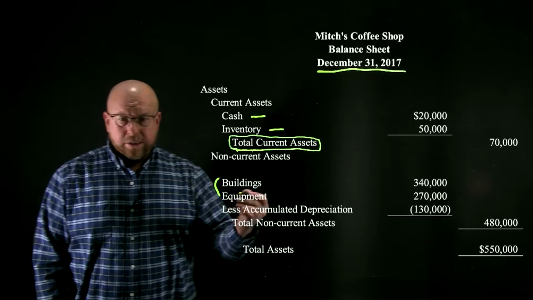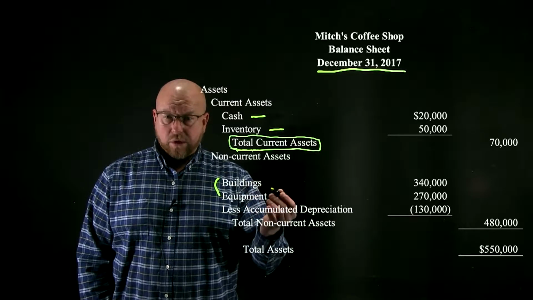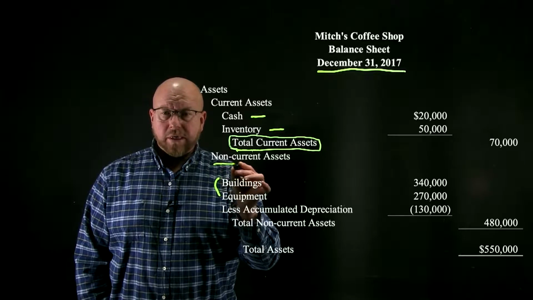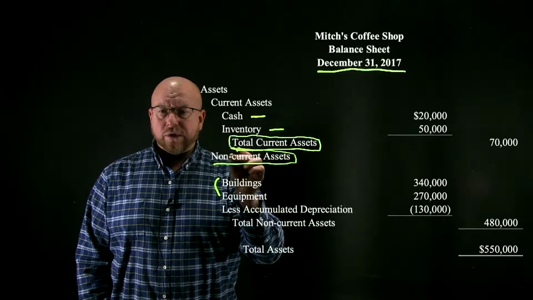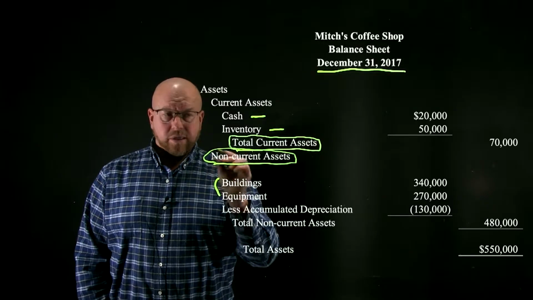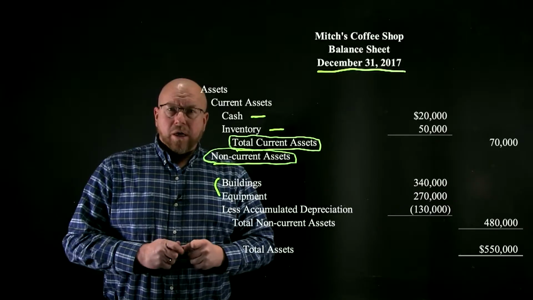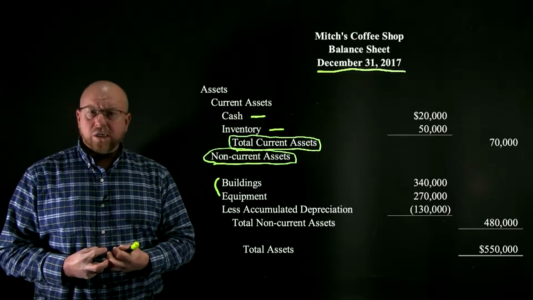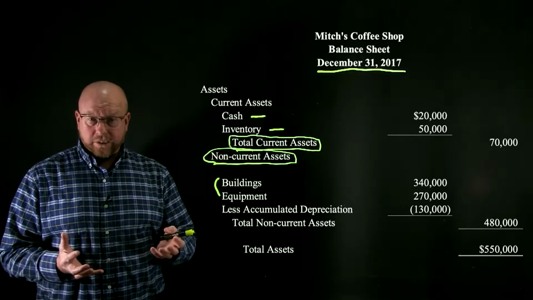Now, the buildings and equipment, obviously you could sell buildings and equipment, but most businesses don't do that on a regular basis because if you start to sell all of your infrastructure, you'll no longer have something with which to run your business. So buildings, equipment, and other long-term assets, those are not expected to be converted to cash or used up within the next year or the next operating cycle.